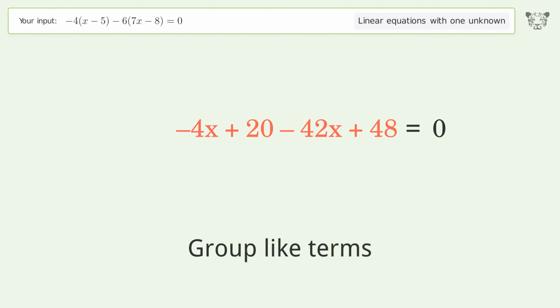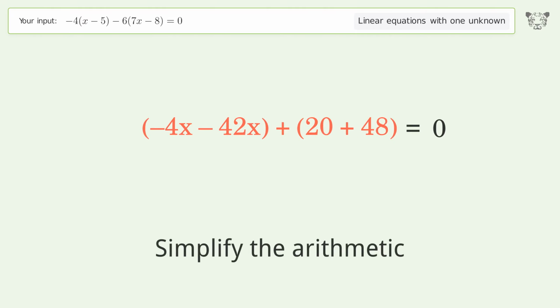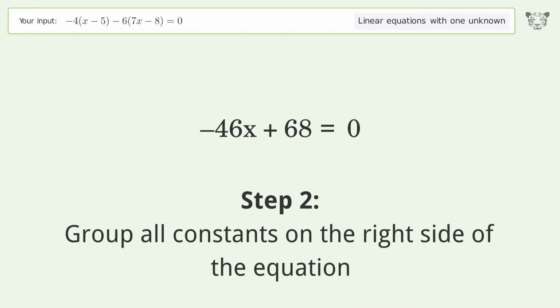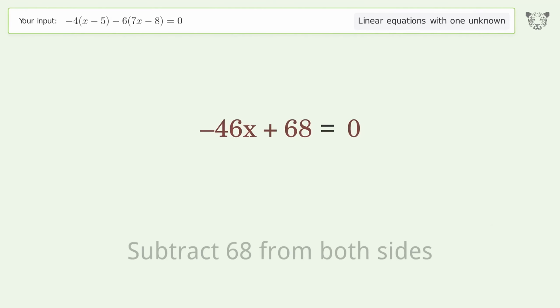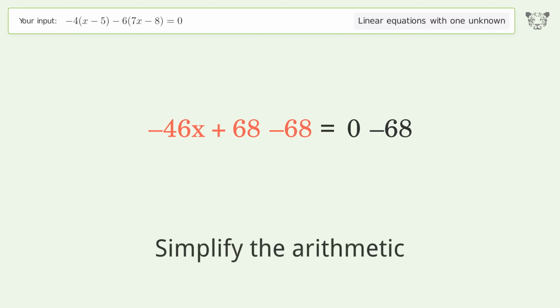Expand the parentheses. Group like terms. Simplify the arithmetic. Group all constants on the right side of the equation. Subtract 68 from both sides. Simplify the arithmetic.